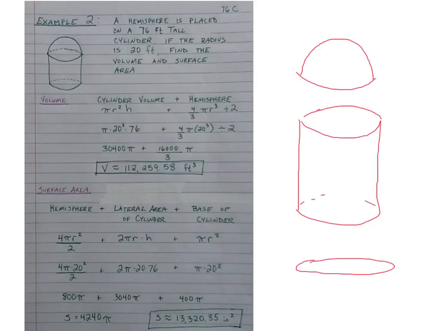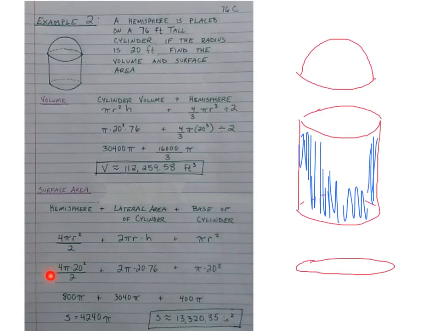So the surface area of a hemisphere is going to be half of the surface area of a sphere. So we take our 4 pi r squared and we cut it in half. That's our surface area of the hemisphere, the part that's exposed. And then we add to that 2 pi r times height, and that gives you the surface area of the cylinder. And then finally we add the base, pi r squared. So I've shown each calculation.